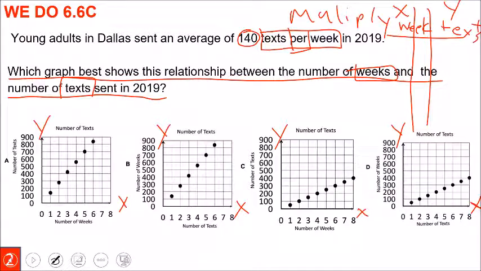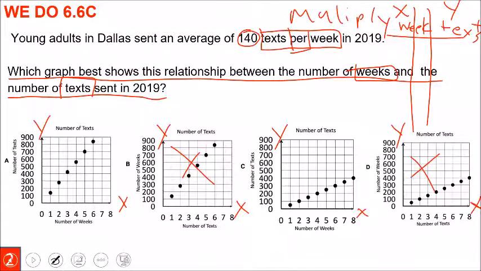So let's eliminate the incorrect one. So looking at that, we have X is the week. Number of weeks is in A. Number of texts is B. So that's trash. And then we have the number of weeks, which is in C. And number of texts, which is trash, in D. So toss out B and D.